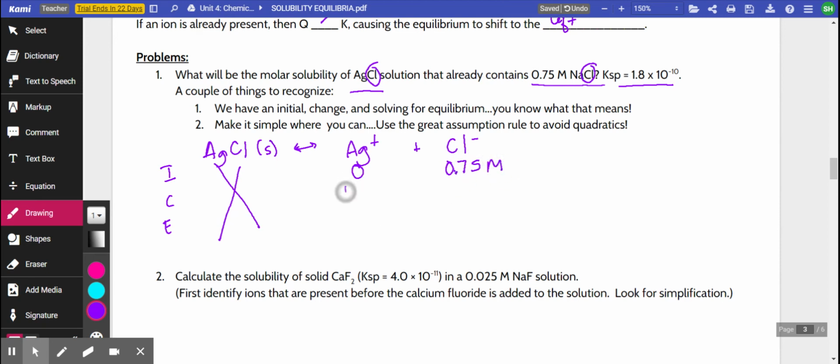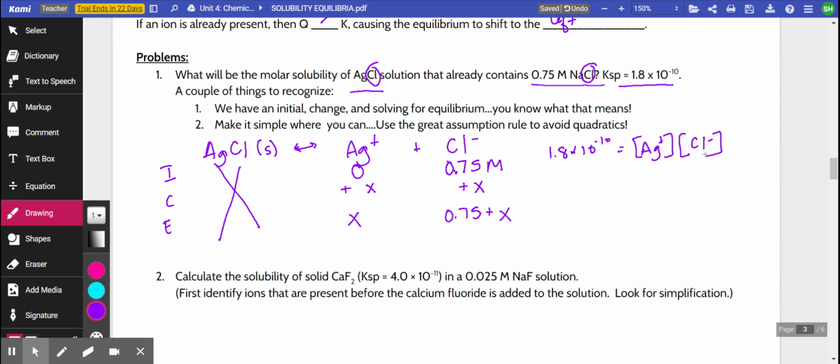For the change, I'm going to have plus X and plus X, because I'm adding in a certain molarity, but I'm going to figure out what that will be. And then at equilibrium, I'm going to have X and 0.75 plus X. Remember these are in a 1-to-1 relationship, so I don't need any coefficients out in front. So my equilibrium expression is 1.8 times 10 to the negative 10th is equal to the concentration of the silver ions times the concentration of the chloride ions.